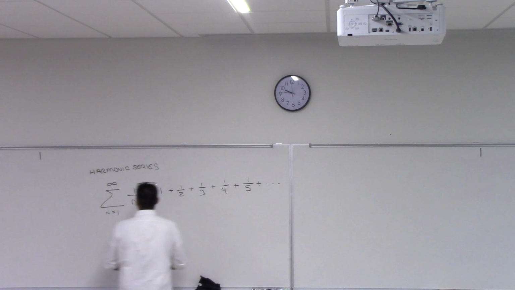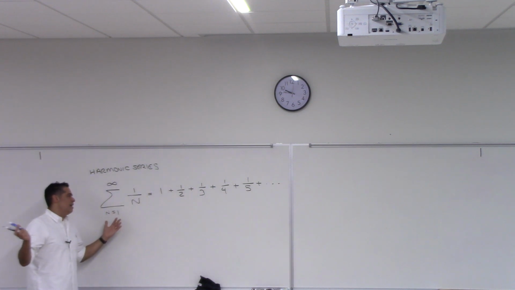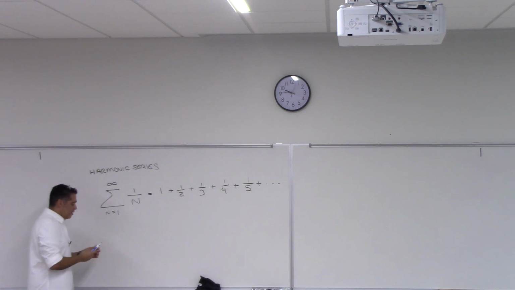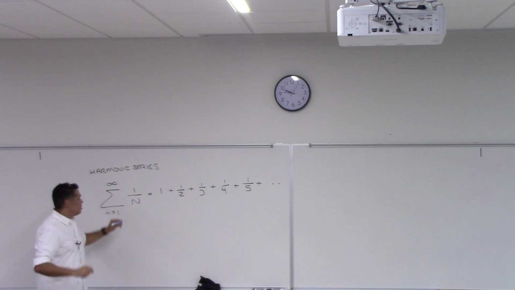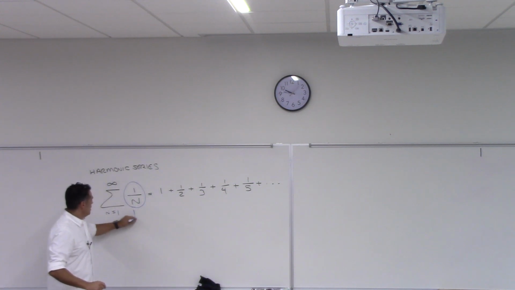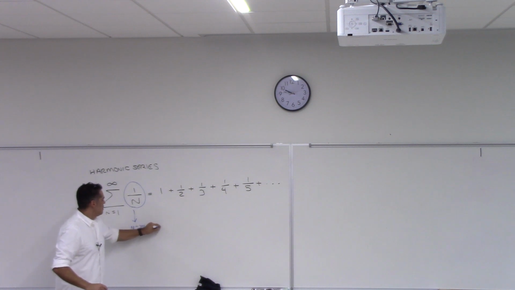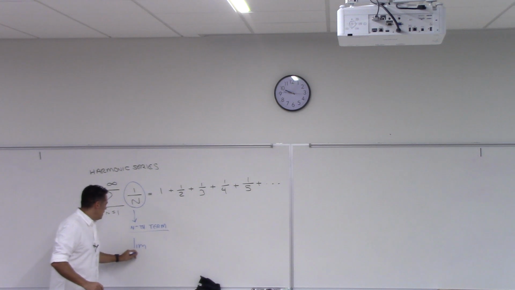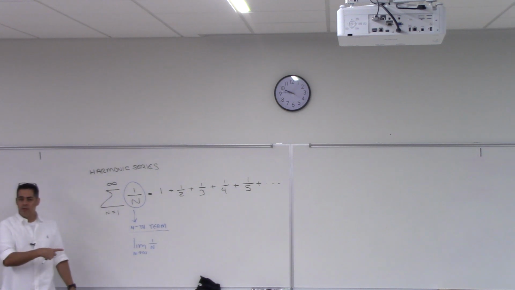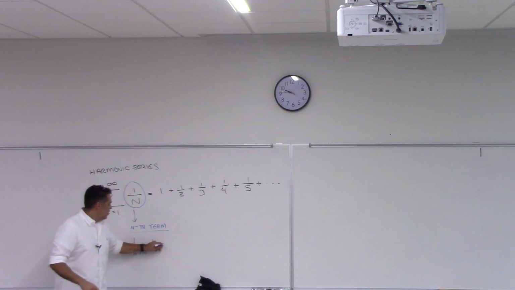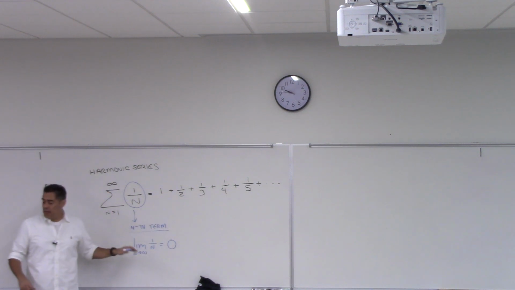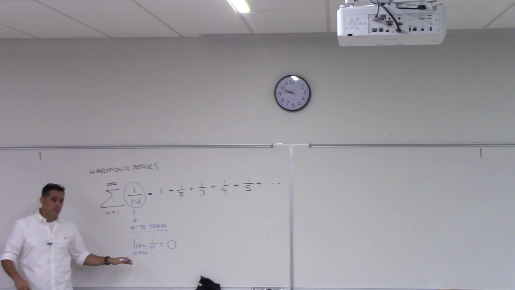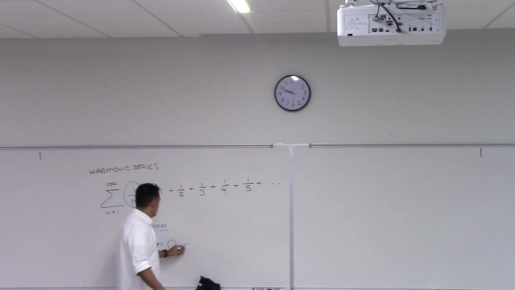So if somebody gave me this and I didn't know it was harmonic and I was trying to figure out if it converged or diverged, the first thing I would do is the nth term test, the test for divergence. I would take the limit as n goes to infinity of 1 over n, and what would I get? What's that limit equal to? 0. And what does the nth term test tell me when I get 0? It fails. So this tells me nothing.